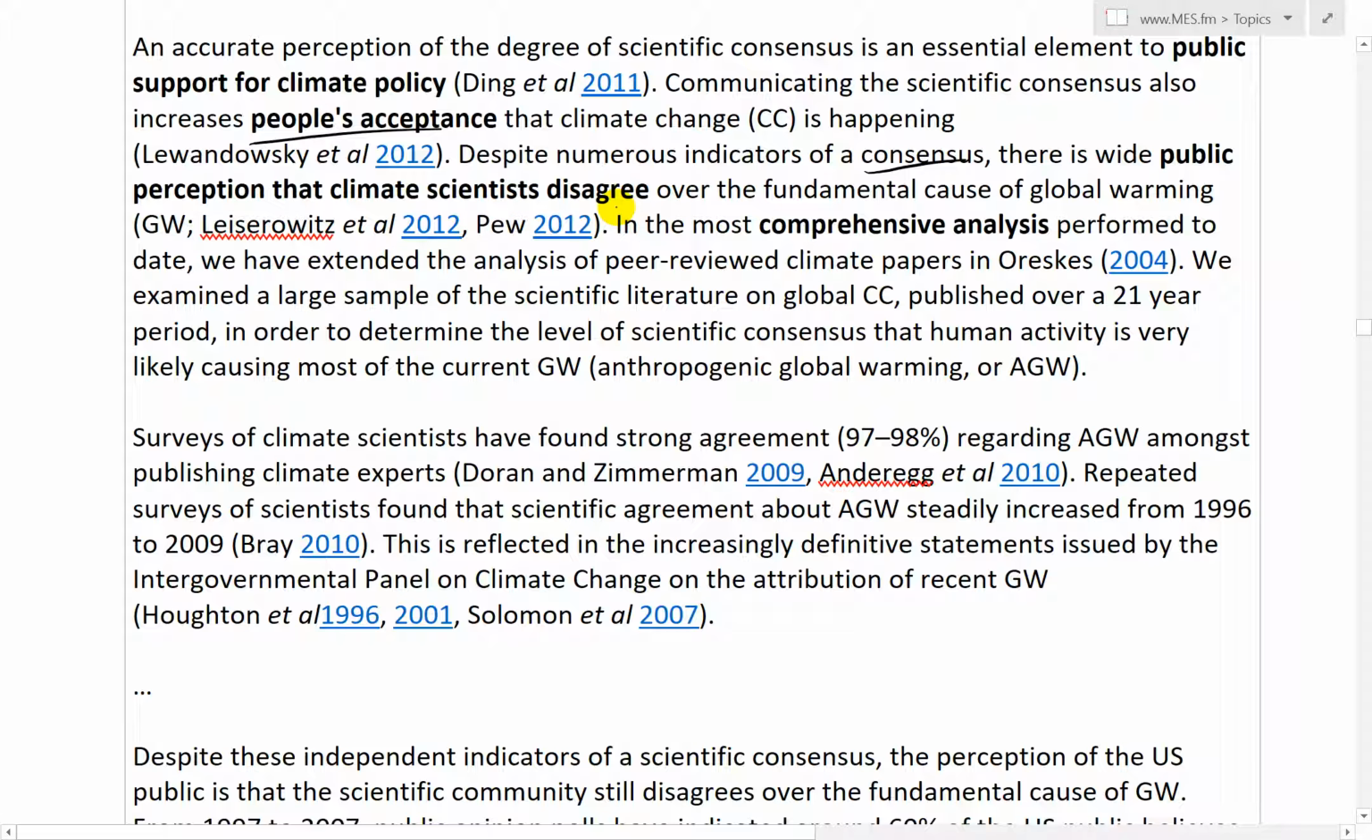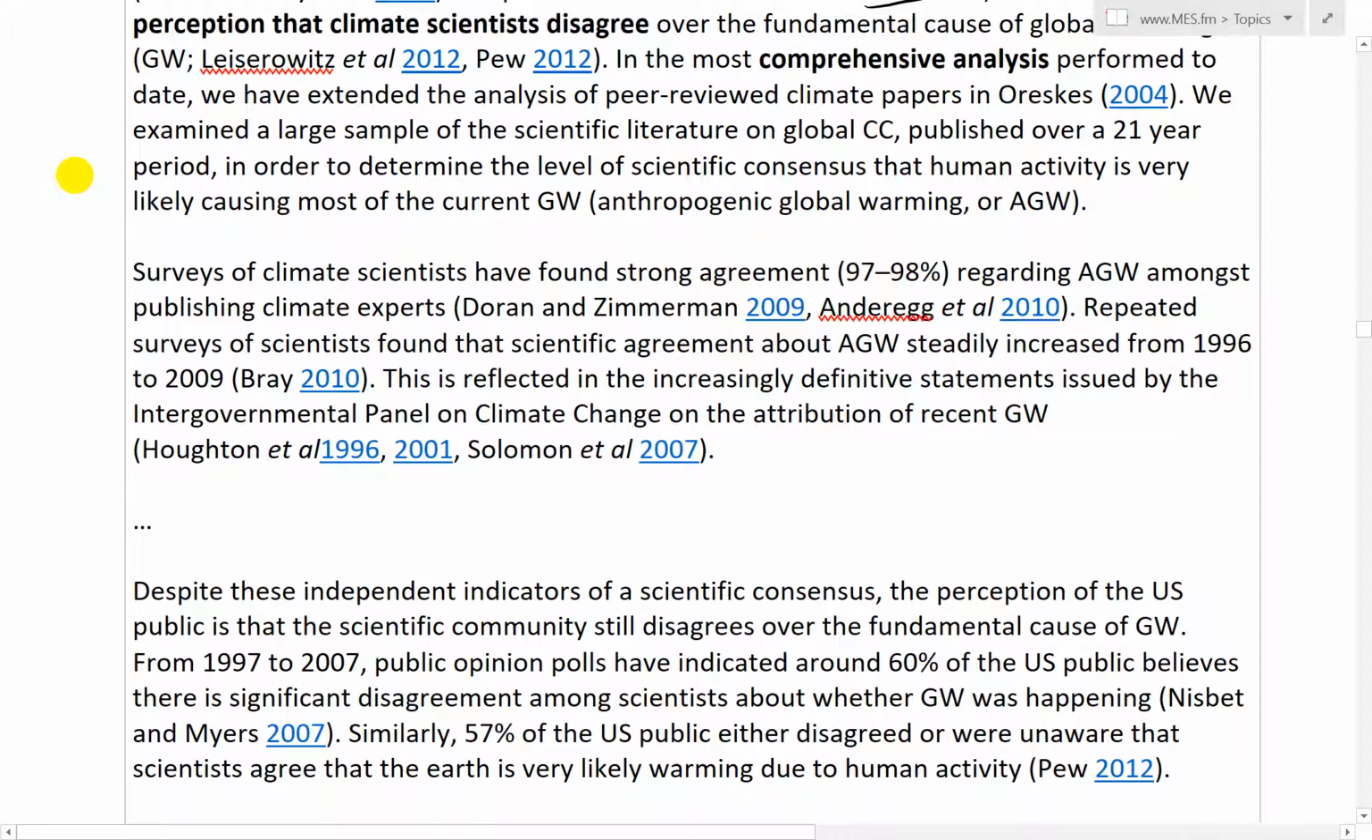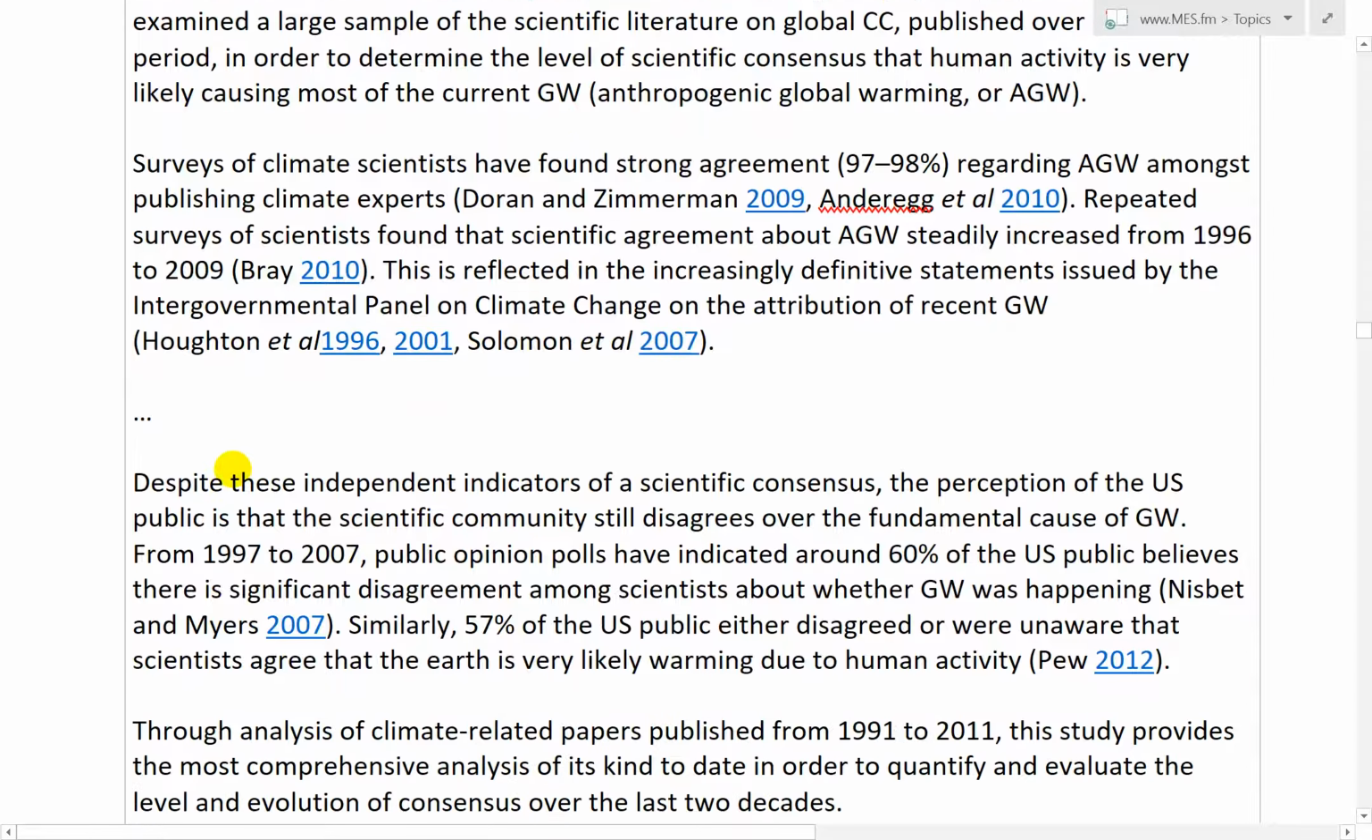In my view, people's perception is that they just don't believe in climate change, or it's overly stated for taxes and other stuff like that. So over the fundamental cause of global warming, they believe scientists disagree over the fundamental cause. The most comprehensive analysis performed to date, we have extended the analysis of peer-reviewed climate papers by Oreskes, another person. We've examined a large sample of scientific literature on global climate change, published over a 21-year period in order to determine the level of scientific consensus that human activity is very likely causing most of the current global warming, anthropogenic global warming, or AGW, like that for human cause. Surveys of climate scientists have found strong agreement, 97 to 98%. Wow. Regarding AGW amongst publishing climate experts.